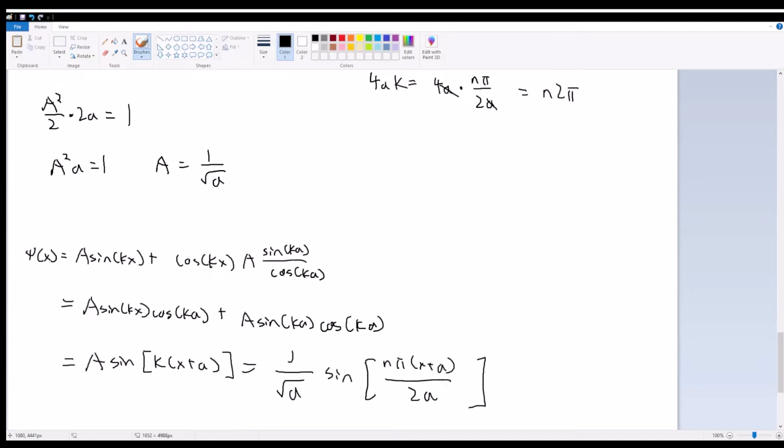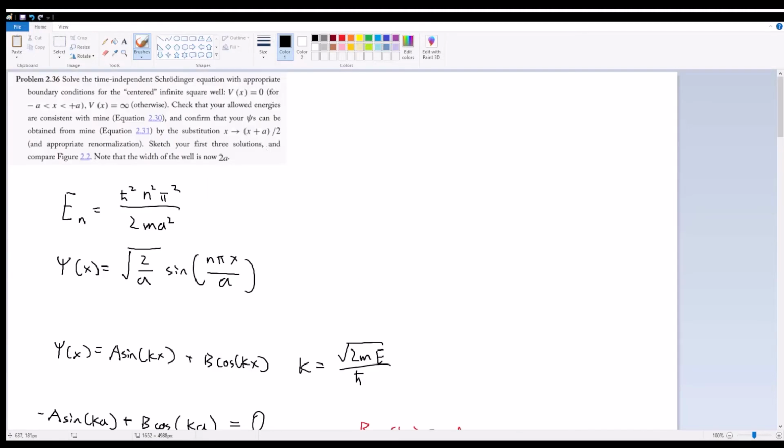And if we look back on the sine term, all the way back here, the a got replaced with 2a, so automatically the 2 cancels out on the top, so we have 1 over the square root of a instead. Then the x gets replaced by x plus a over 2, which is what we expected as well, and we're done with this problem.